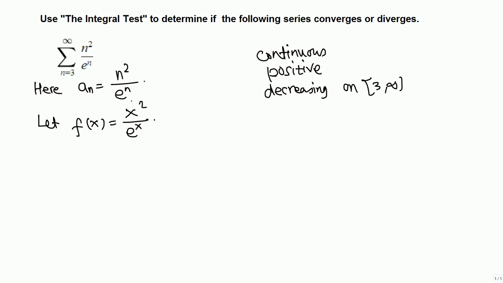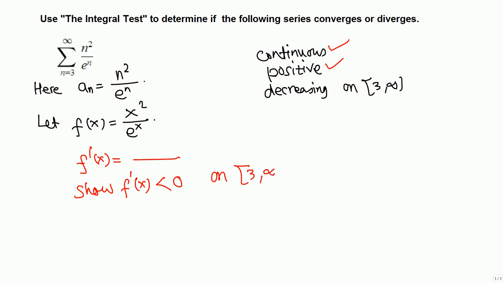x squared is a continuous polynomial. e to the x, an exponential function, is also continuous. So the ratio is continuous. So there is no question. How about positivity? We are working on 3 through infinity. In any case, x squared is always positive and the exponential function is always positive, so is the ratio. About the decreasing, we are supposed to find the derivative of this function, use the quotient rule, and show that the derivative is less than 0 on 3 through infinity.